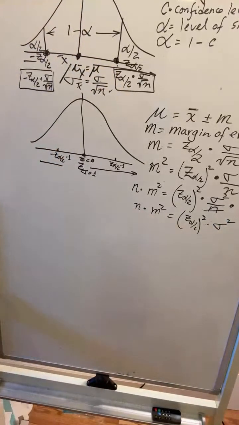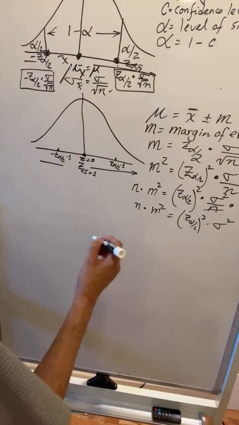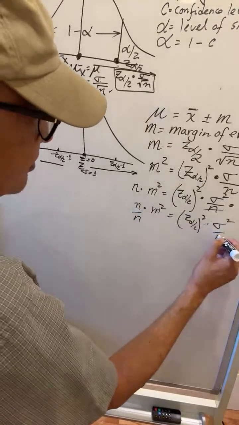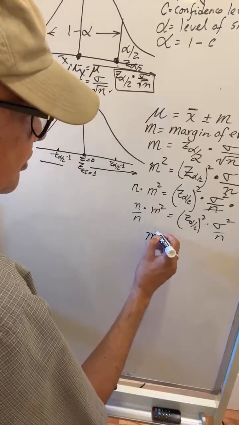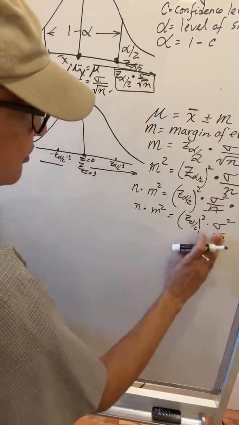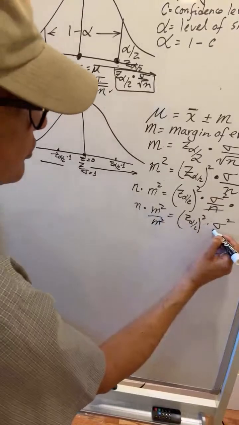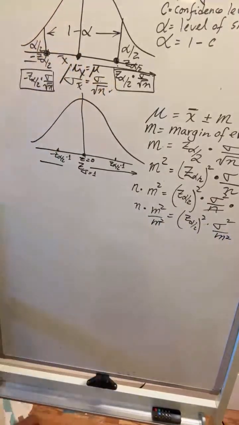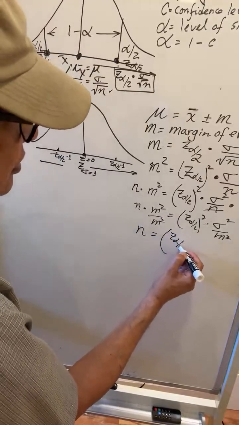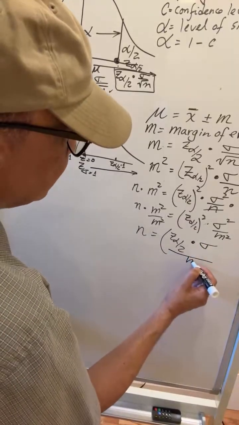Now I want to separate the n because my goal is to solve for the minimum sample size. Sorry, that's a mistake. I'm separating out n, so I have to divide by m square on both sides. Okay, so that way n is equal to z alpha by 2 times sigma divided by margin of error, all squared.